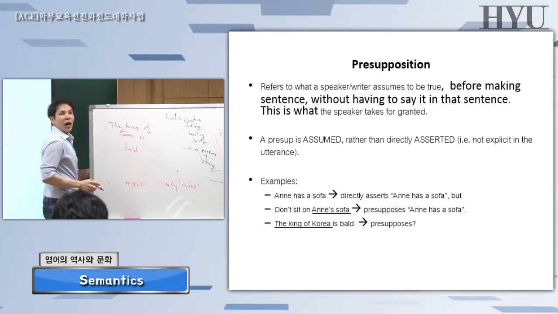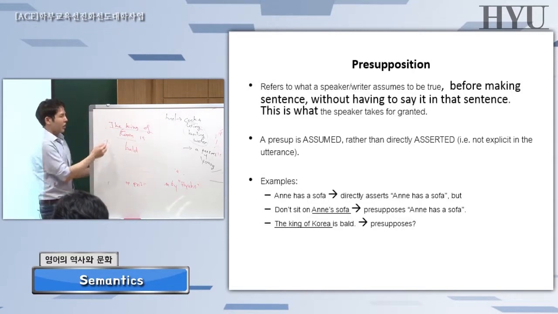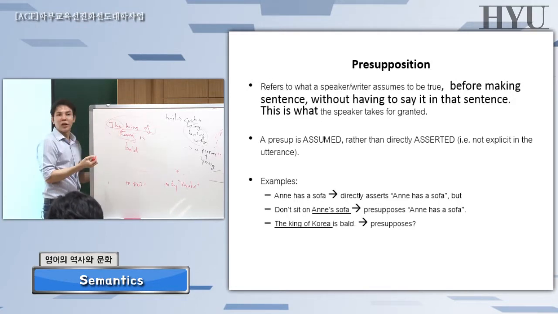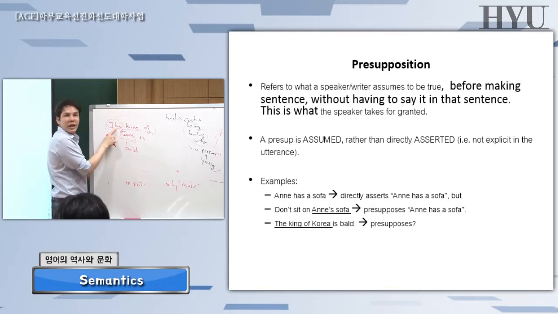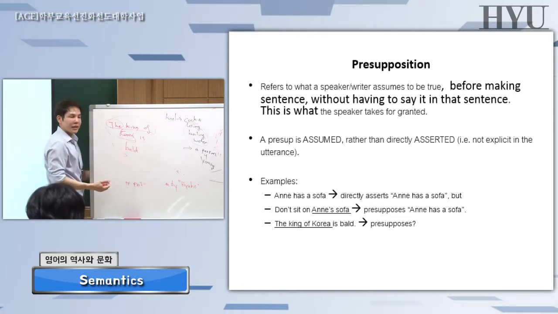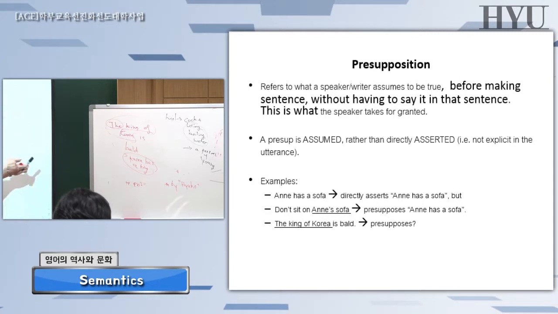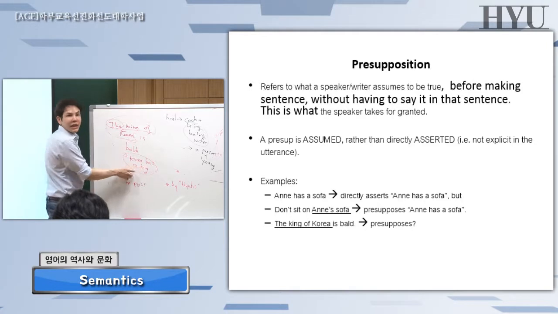Okay, now remember, if there's a noun or a noun with a determiner, existential presupposition kicks in. So we agree that when somebody says the King of Korea is bald, the presupposition is Korea has a king, right? Again, it doesn't matter whether that's true in reality or not, because a presupposition lies in the speaker's opinion, right? Now, Korea has a king. That's the presup.